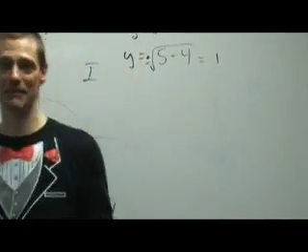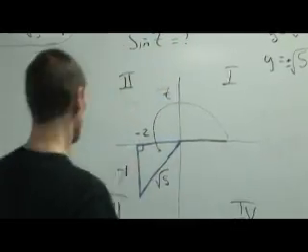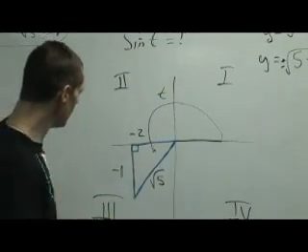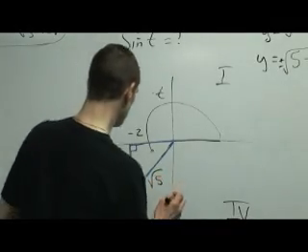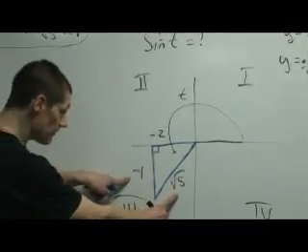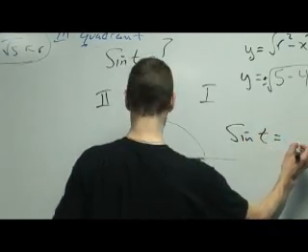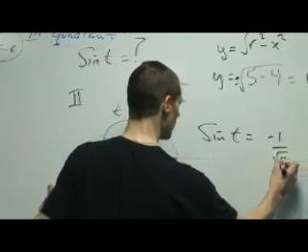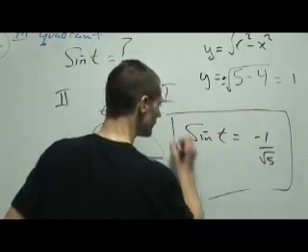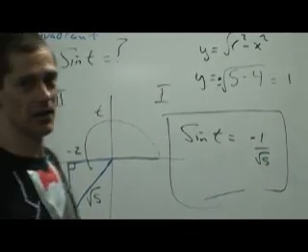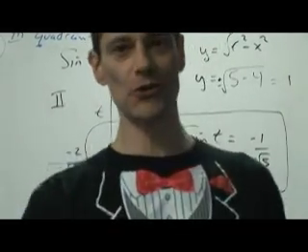But it's possible that some of you were bored by it. Okay, so anyway, we have our picture, and the sine of this t is going to be y divided by r, so the sine of this t is going to be -1 over the square root of 5. And that's that.